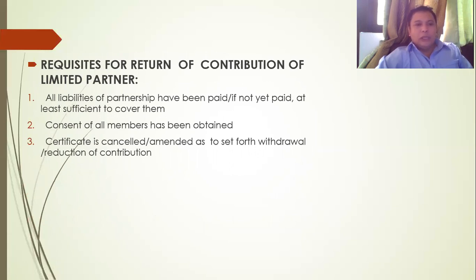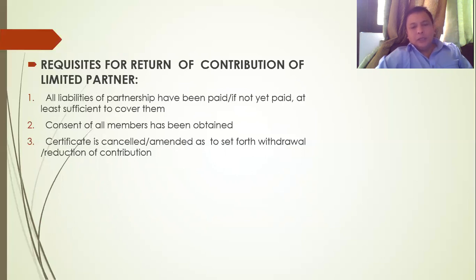So these are the requisites for the limited partner to ask for the return of their contribution. Number one, all the liabilities of the partnership have been paid, or if not yet paid, at least the assets of the partnership are sufficient to cover them. Okay, so may dakong ikabayad. Number two, consent of all members has been obtained. So all the members must give their consent.